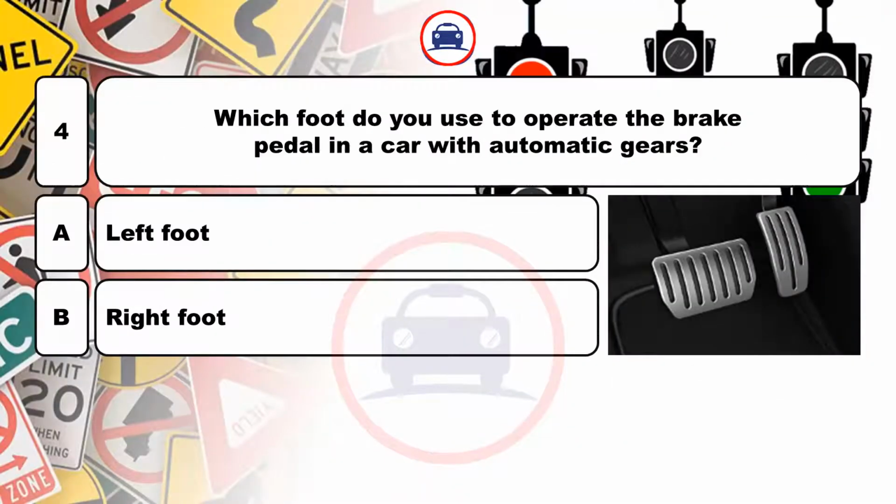Which foot do you use to operate the brake pedal in a car with automatic gears? A. Left foot. B. Right foot. Correct answer B. Right foot.